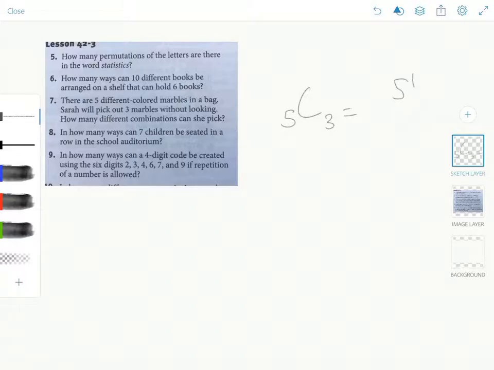So that'll be 5 factorial divided by 3 factorial times (5 minus 3) factorial. And then if you simplify that down, it really starts to look like our repeated letters situation. And then, of course, a calculator to solve.